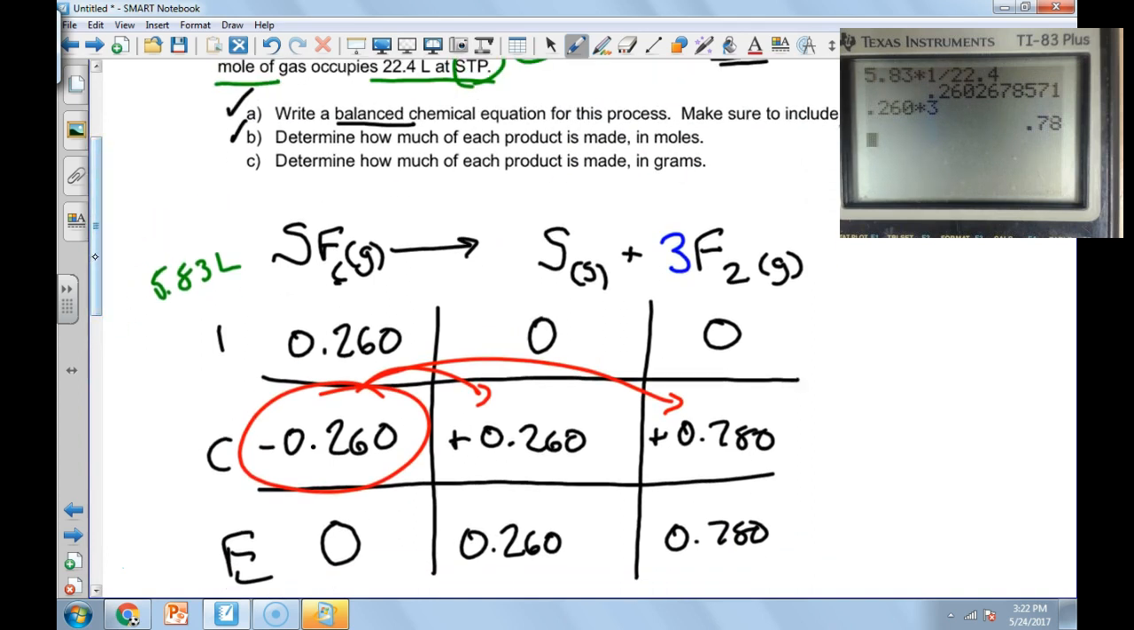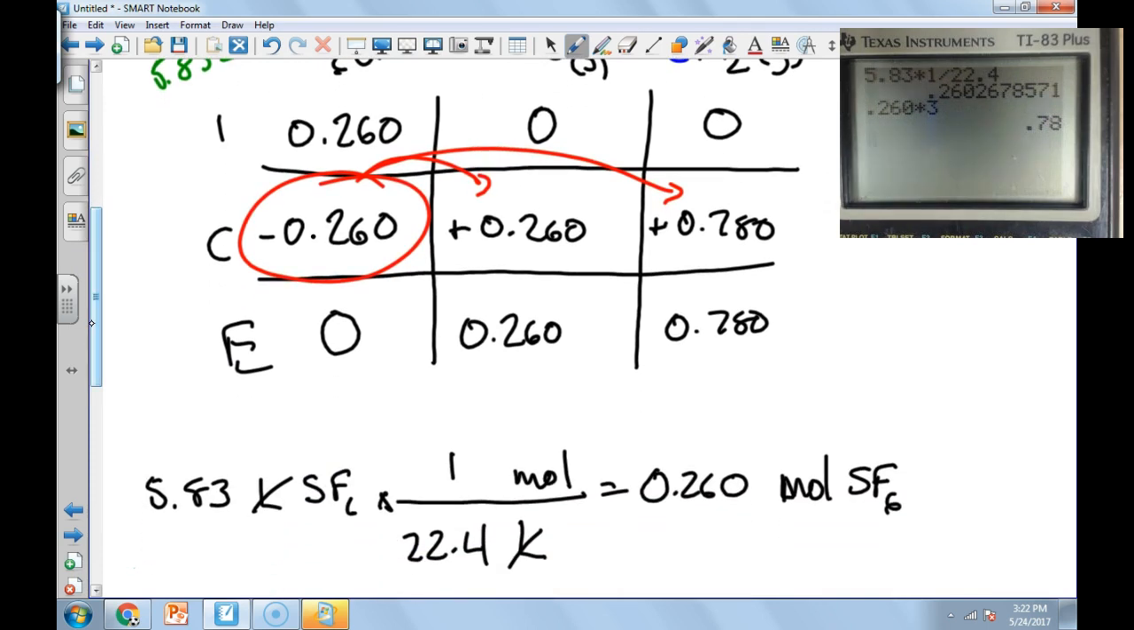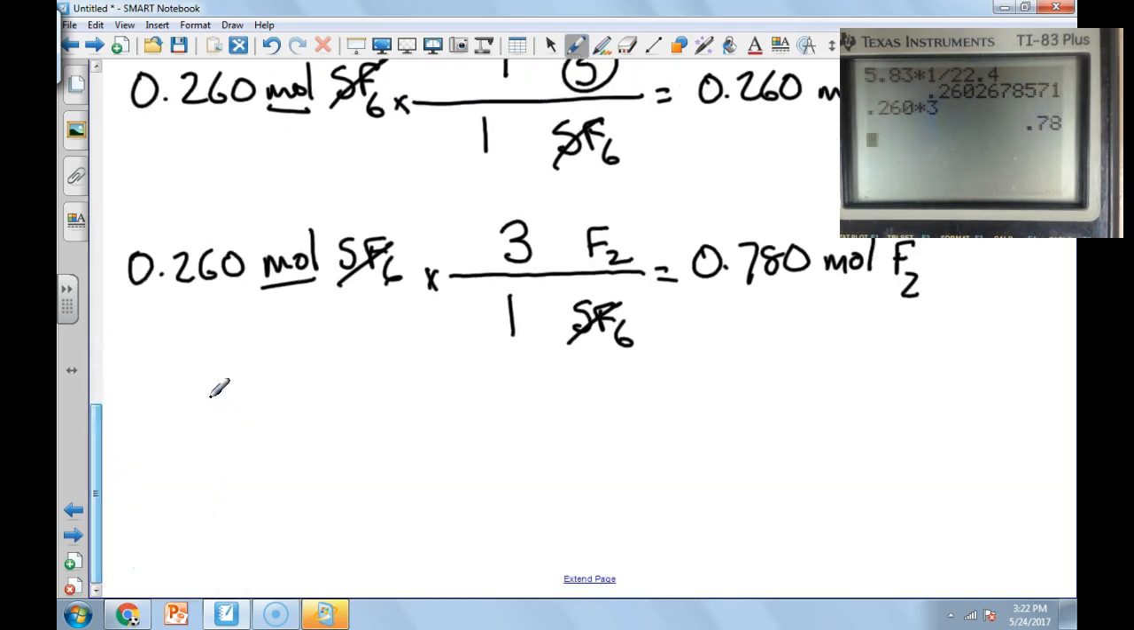It says now we need to figure it out in grams. So in terms of grams, now we have to convert moles to grams. How do we convert moles to grams? We use the molar mass. So now we take the moles and we X-line it using the molar mass.